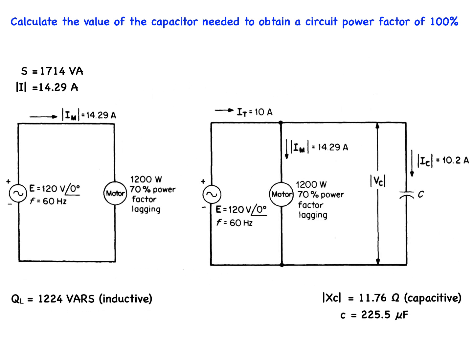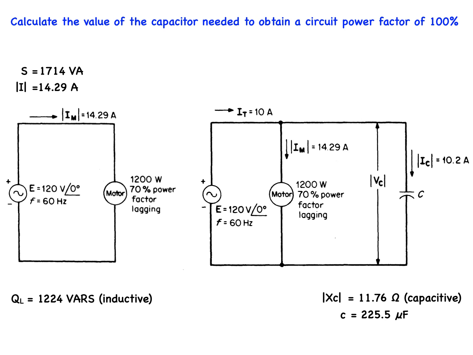Of interest to this problem is what is happening to the currents in the circuit. The amount of current required by the load determines the sizes of the wire in the windings of the generator or transformer and in the conductors connecting the motor to the generator or transformer. Because copper losses depend upon the square of the load current, a power company finds it more economical to supply 10 amps at a power factor of 100% than to supply 14.29 amps at a power factor of 70%.